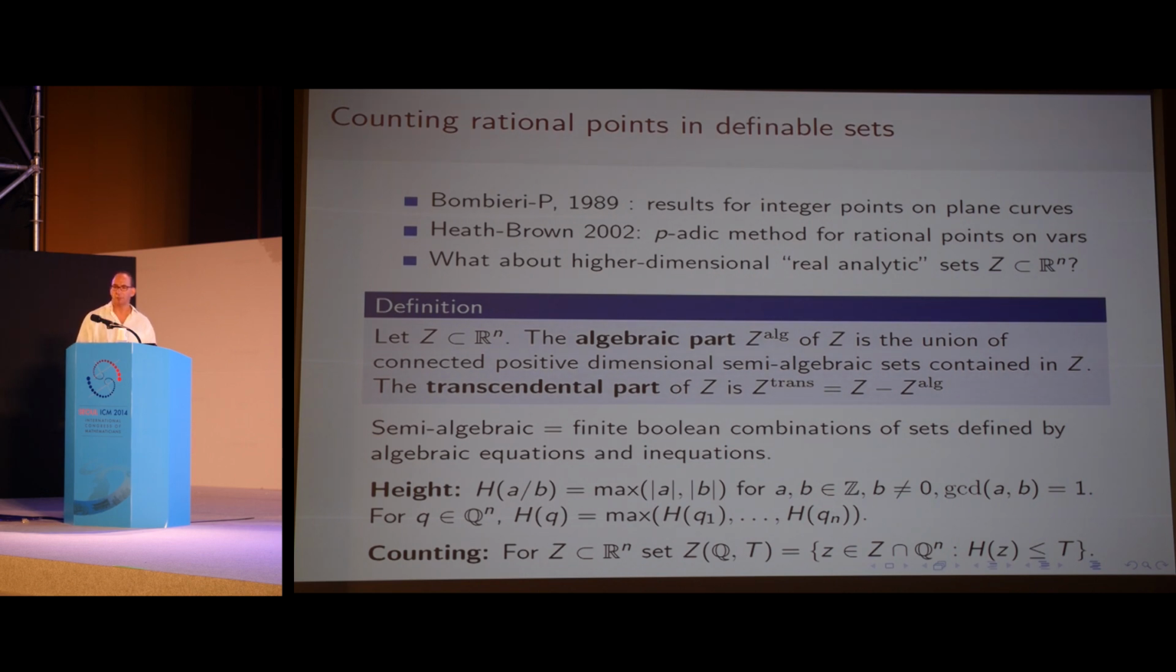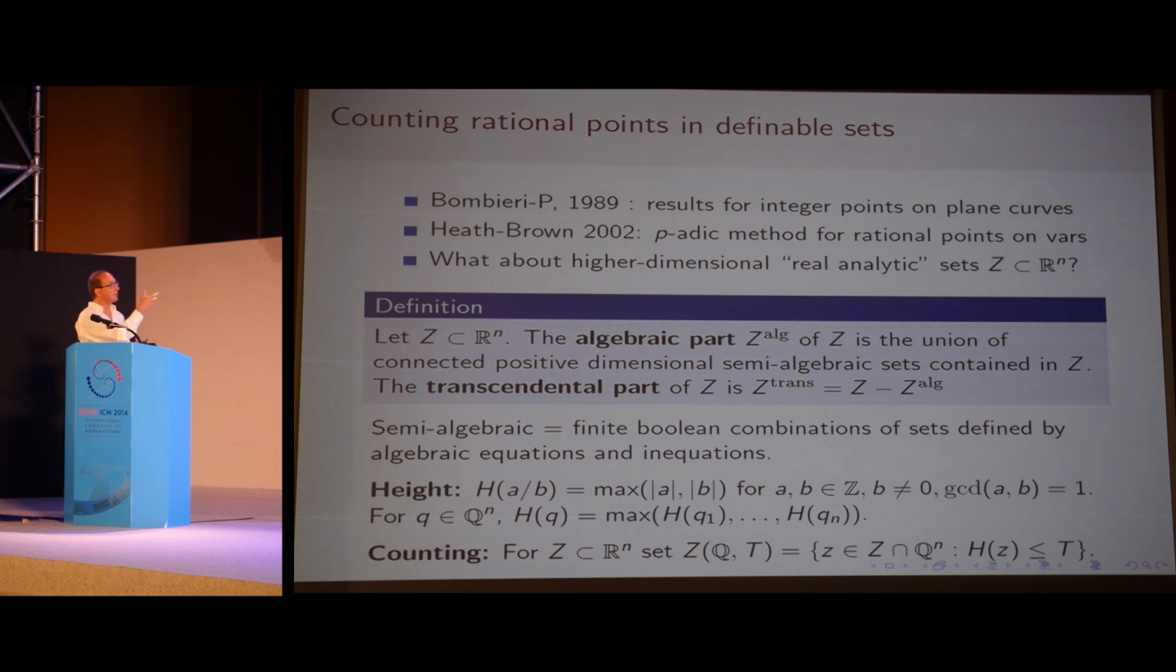And so the result refers to the transcendental part, what we call the transcendental part of a definable set, which is the set deprived of all connected positive dimensional algebraic curves that may lie inside it. And the union of those we call the algebraic part of the set.